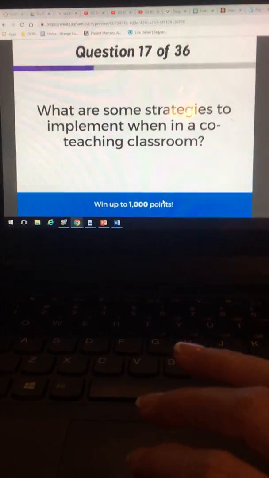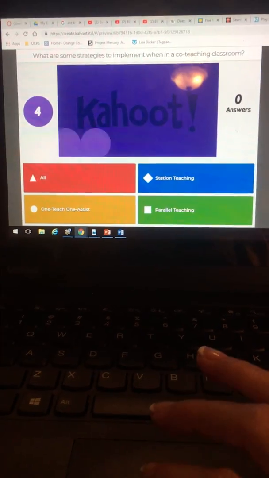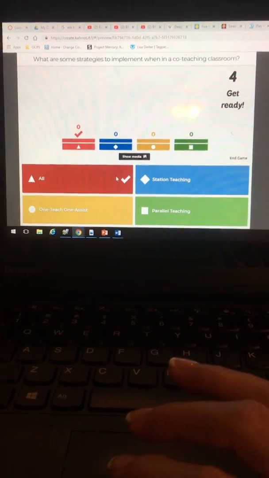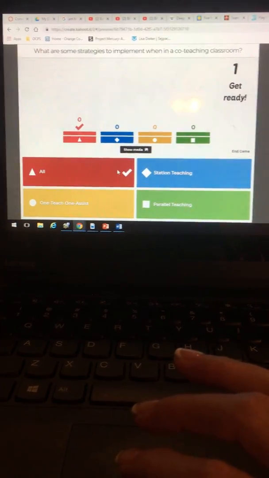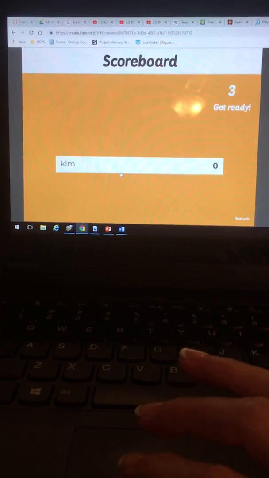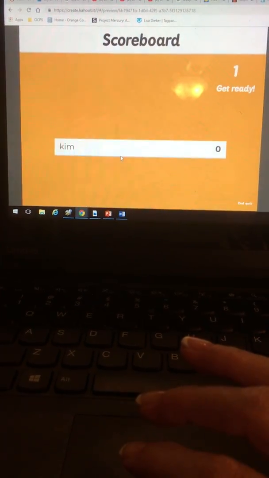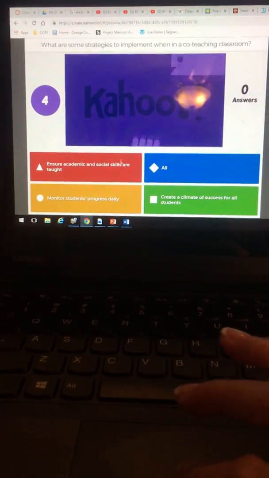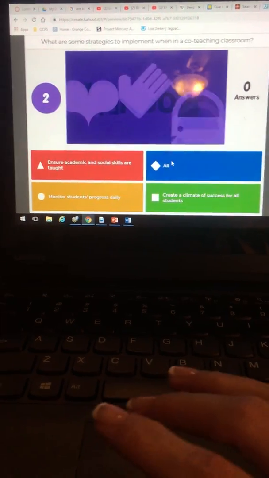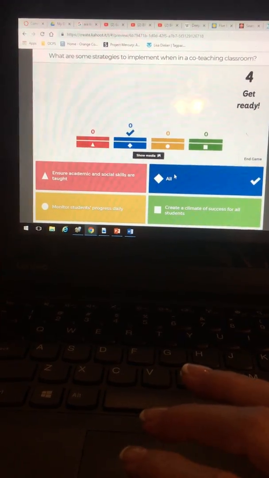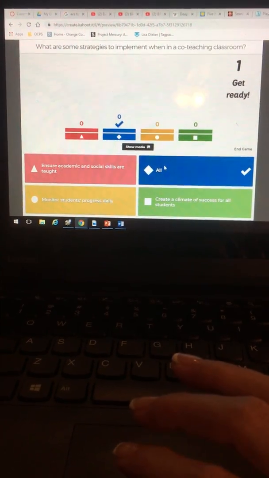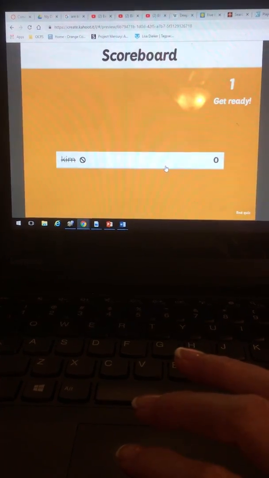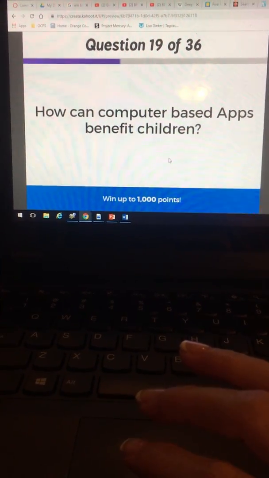What are some strategies to implement when in a co-teaching classroom? How can computer-based apps benefit children?